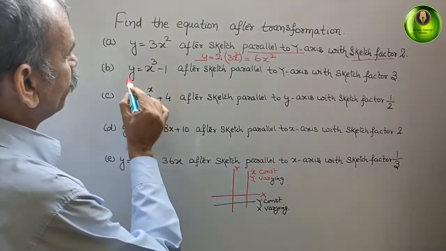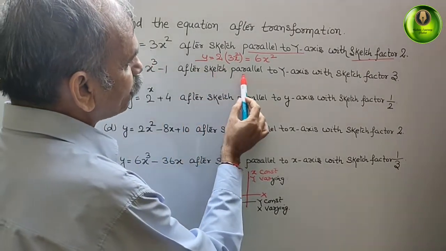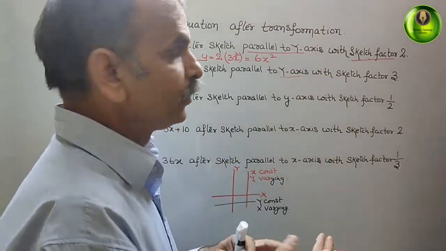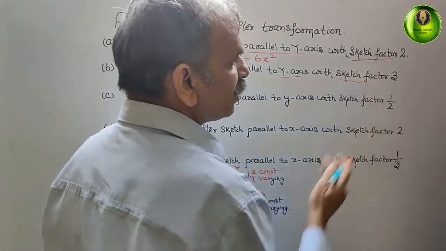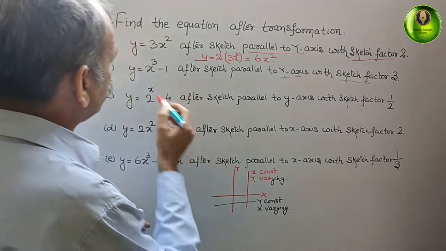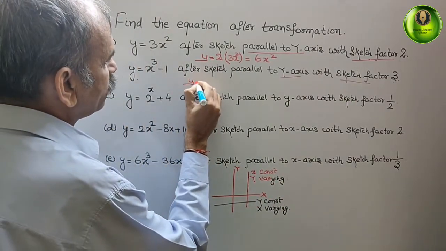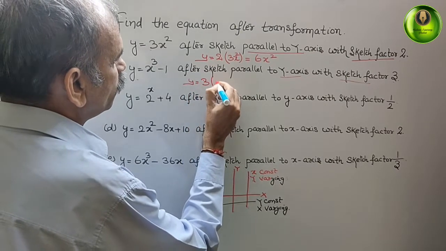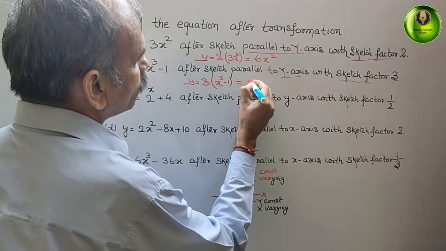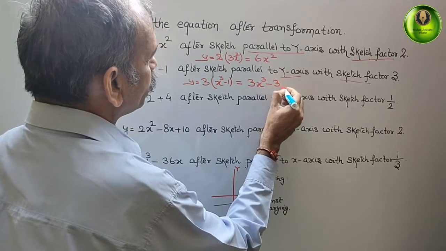Same thing here. Y is equal to x cube minus 1 after stretch parallel to y axis, that means y is varying with the stretch factor, that means amplification factor of 3. So here what you will get? 3y, that is equal to, now y is what? 3 into x cube minus 1. That is equal to 3x cube minus 3.